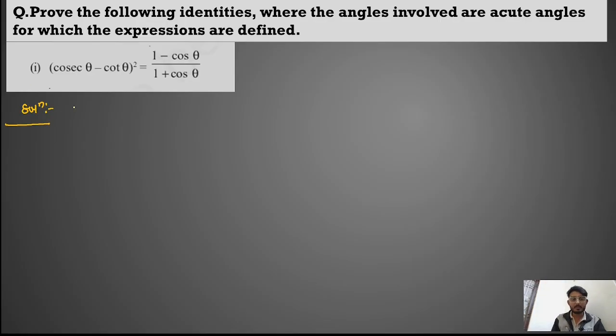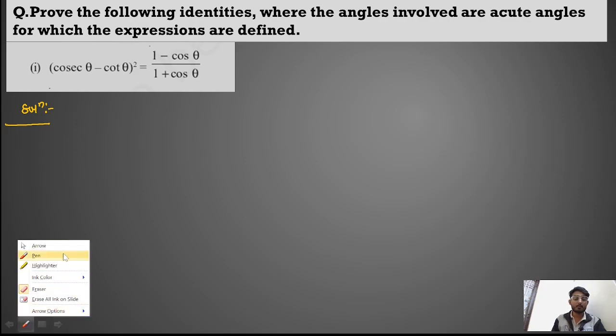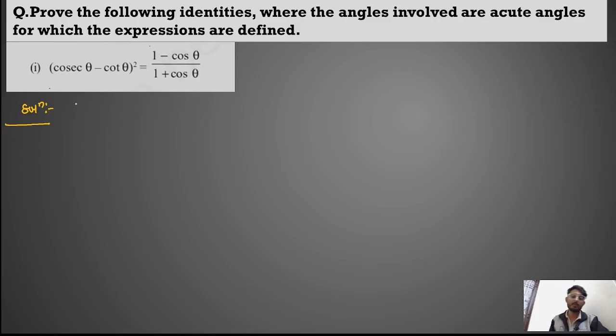As you know, to prove any kind of question in trigonometry or in any other chapter, you have to prove left hand side and right hand side equal. So first of all you will write left hand side, which was given as cosec theta minus cot theta whole square. As you know, you have to convert this into the simplest form, which means sine and cos. So cosec theta equals 1 upon sine theta, and cot theta equals cos theta upon sine theta.